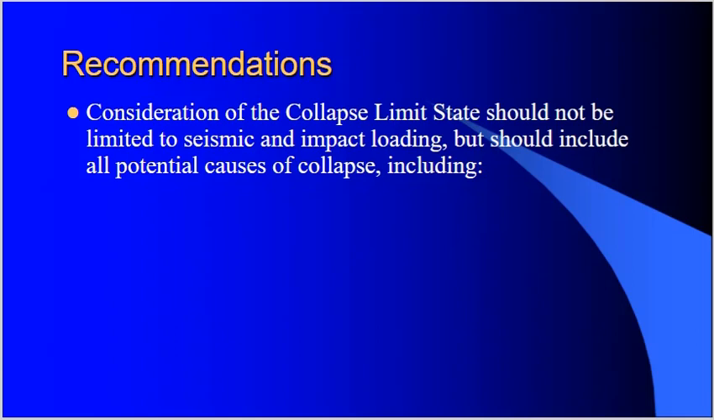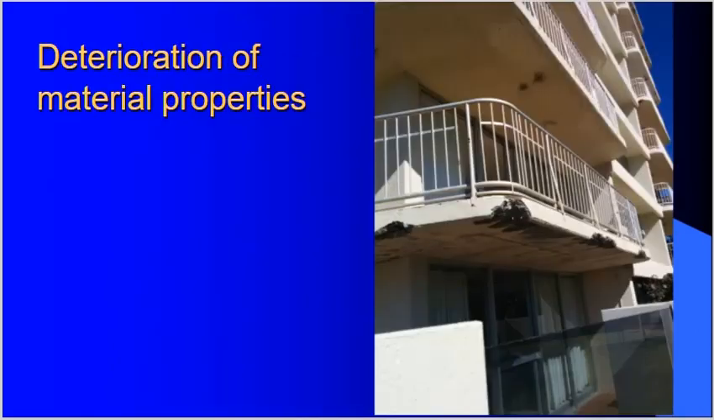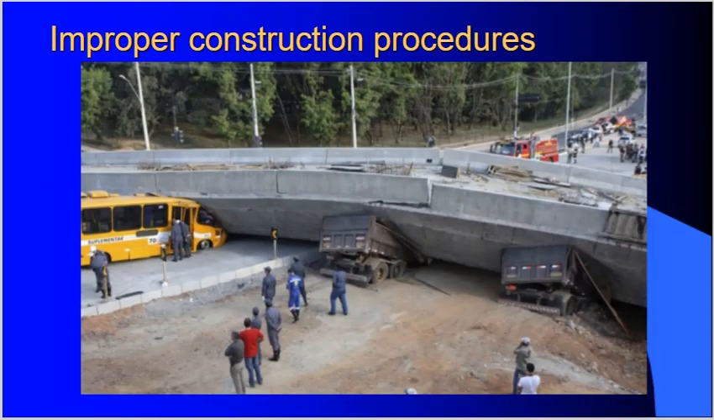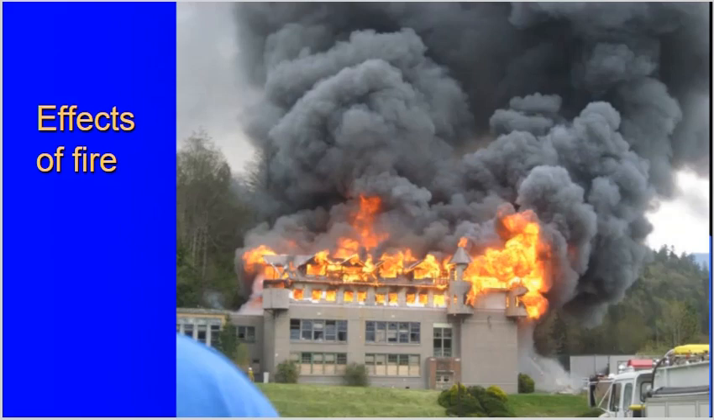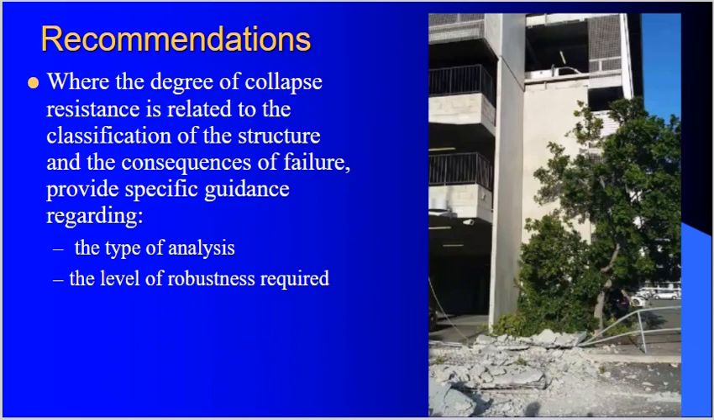So correct consideration of the collapse limit state should not be limited to seismic and impact loading, but should also include all potential causes of collapse, including loss of support, deterioration of material properties, improper construction procedures, the effects of fire, and also extreme loads due to any cause, but also in things like parking structures.